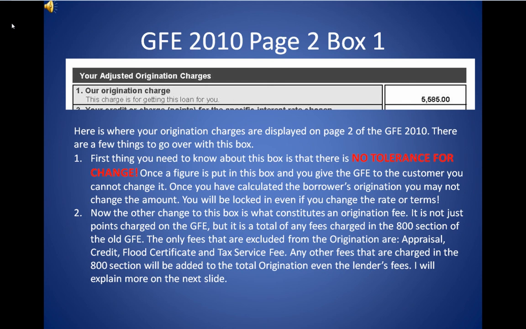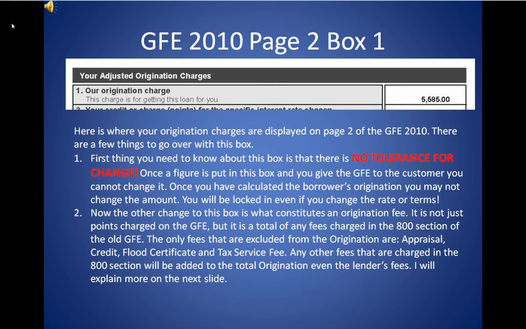There are certain fees in the 800 section that are not in here. We'll discuss those in later slides. But the most important thing to remember on this is there is no tolerance here. Zero tolerance. Once you've discussed this with the customer and showed them an origination charge, it cannot change. Zero tolerance. Just remember that.